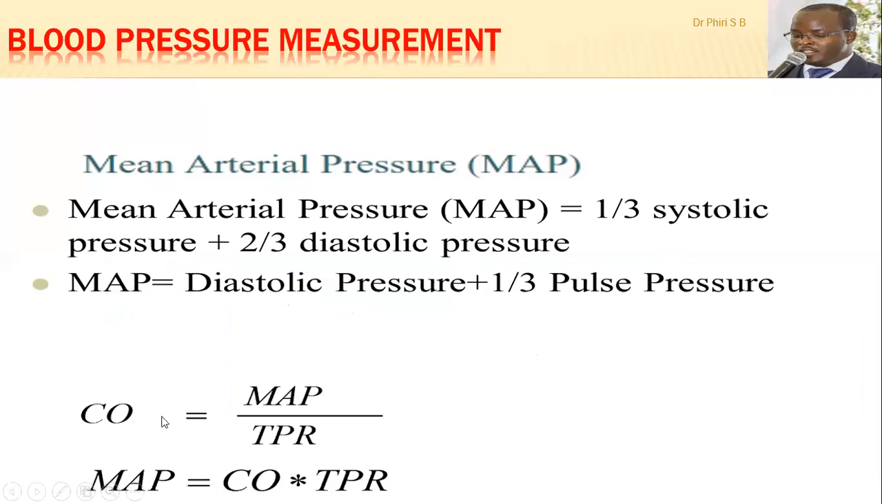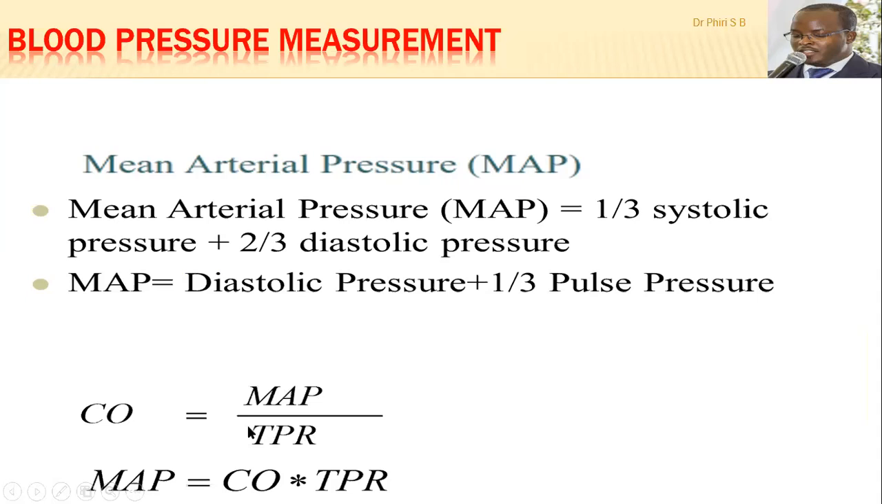For the other equation, you know that the cardiac output is calculated as mean arterial pressure divided by the total peripheral resistance. So it means that the cardiac output is directly proportional to the mean arterial pressure, but it's inversely proportional to the total peripheral resistance, because this is the pressure which the heart has to pump against for it to eject blood into the aorta.